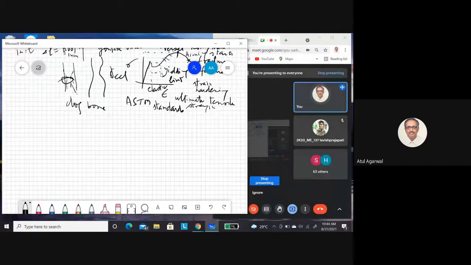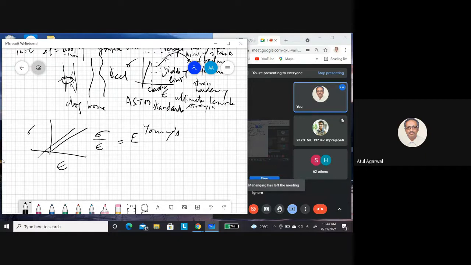So this part of the graph, which is linear, is represented by a slope E. This is known as Young's modulus. What is the strain? Sigma by E. If you know the stress and you know the Young's modulus, you can find the strain. Now in this case, what was our stress?